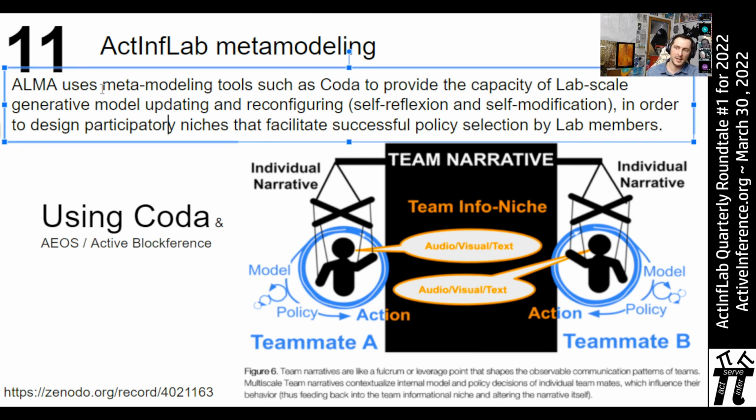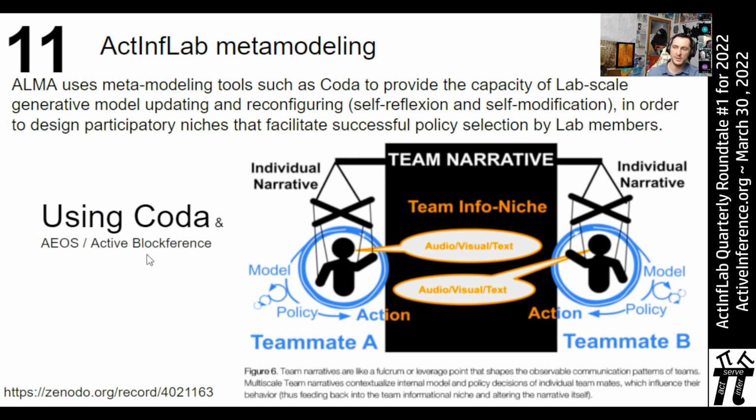This project is using meta modeling tools like CODA to provide the capacity for lab scale generative modeling updates and reconfiguring. So the ability for the lab to reflect and to modify itself and its niche in order to design the kind of participatory niche that facilitates successful policy selection by lab members. Like, what does the lab need to provide the individual as the action state of the lab, sense state of the individual in terms of the communication, such that that participant is chill, but also making the right decisions that are productive. And we're using primarily CODA.